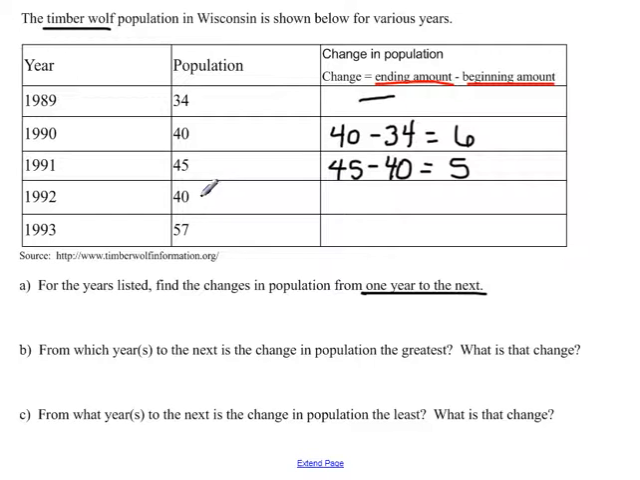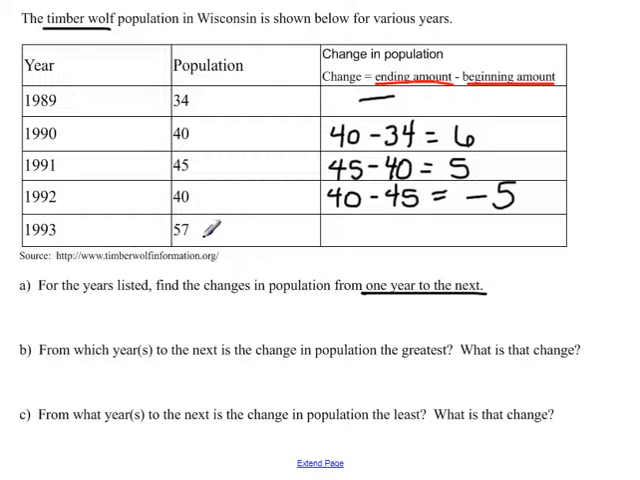Now this next one we have to be a little bit careful of. In 1992, notice here that the population dropped. So when we do our subtraction, 40 minus 45, because we want to be sure that we take the ending amount minus the beginning amount. So 40 is the ending amount, 45 was the beginning amount. When we do that subtraction, notice that that gives us a negative change. We have to be sure that we include that negative sign because that's what makes sense, because we see that the population here is dropping.